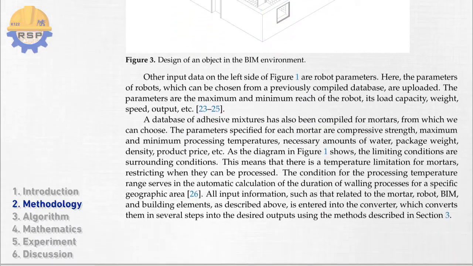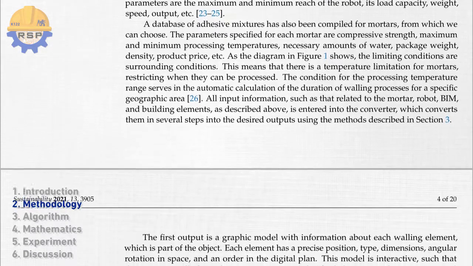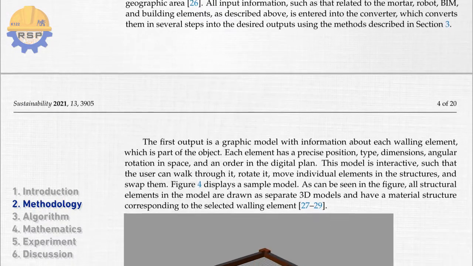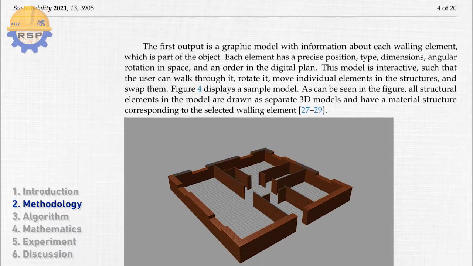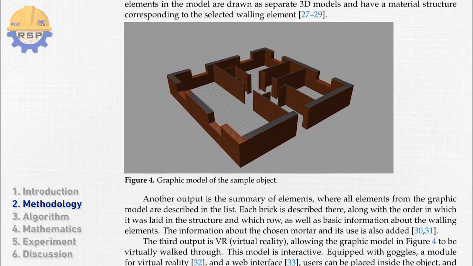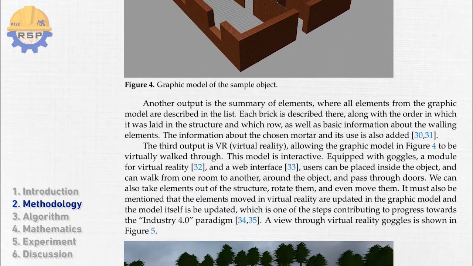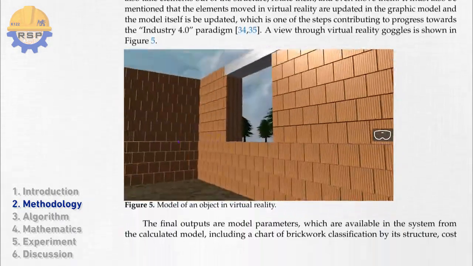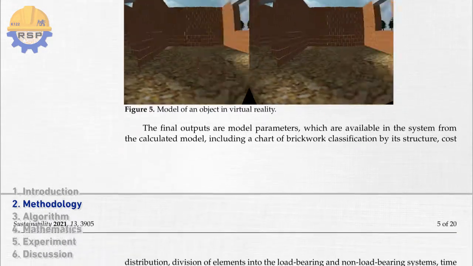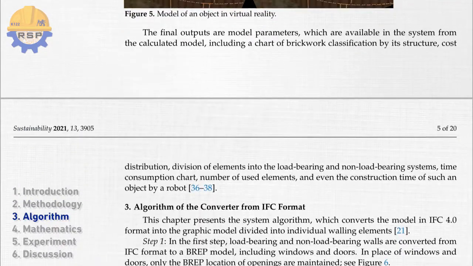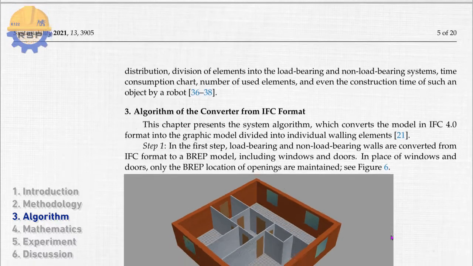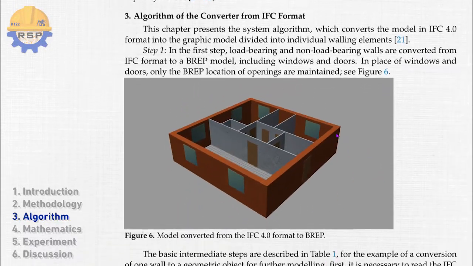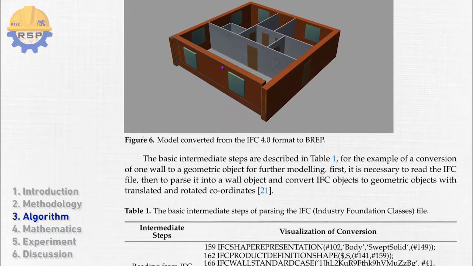The method is based on the conversion of drawings from the BIM, Building Information Model, environment to the BREP, Boundary Representation, model through the use of the IFC, Industry Foundation Classes format. In the first step, load-bearing and non-load-bearing walls are converted from the IFC format to a BREP model. This includes windows and doors.